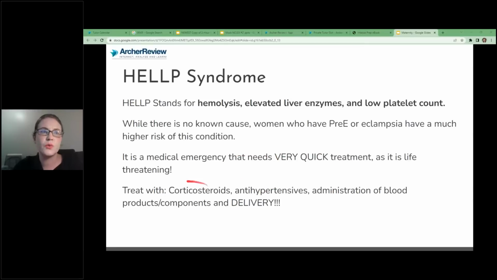How do we treat this? Well, we use corticosteroids. Steroids are going to stop the platelets from dropping. We use antihypertensives because definitely people with HELLP syndrome have severely high blood pressures typically. And certainly if their red blood cell count is really low or their platelets are dangerously low, we might give blood products, packed red blood cells or platelets. And eventually we're going to deliver. We're usually going to deliver as quickly as possible because, again, the baby and the mother are at severe risk for death if we do not deliver them rapidly and treat this carefully.